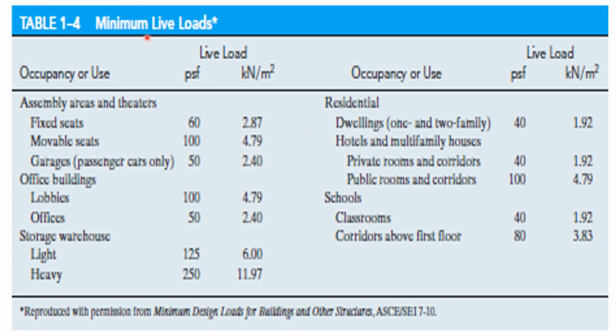So we have here the table for minimum live loads, as I mentioned, in kilopascals for occupancy or use of the building or other structures. We have assembly areas, fixed seats, office buildings, and lobbies. We have here the live load in pounds per square foot and the corresponding SI load in kilonewton per square meter of floor area. We have storage, residential, and schools. So let's go over this.